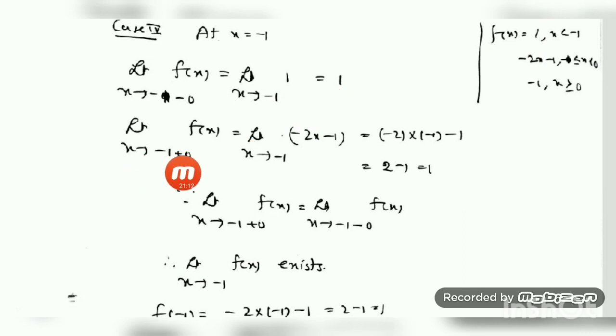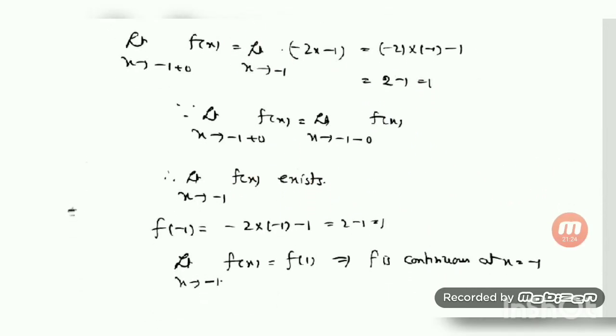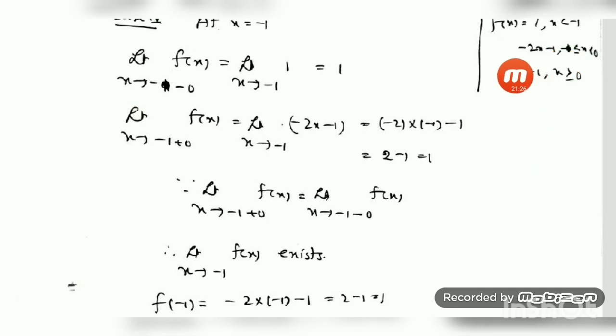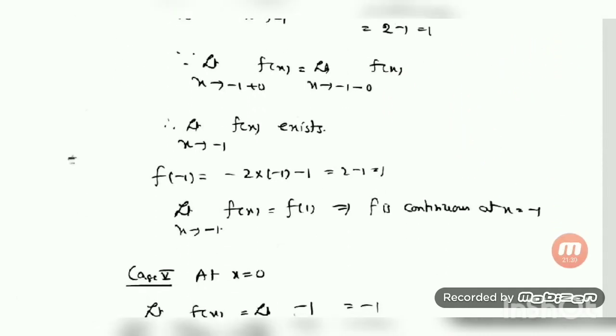For minus 1 plus 0, that is greater than minus 1, the function is defined by minus twice x minus 1. That is minus 2 into minus 1, that is equal to 1. So limit values are equal, so the limit exists. Let us get the function value. f of minus 1: x equal to minus 1 is defined this way, minus 2 into minus 1, that is 2 minus 1 is equal to 1. So the limit value is equal to the function value, hence the function is continuous at the point x equal to minus 1.